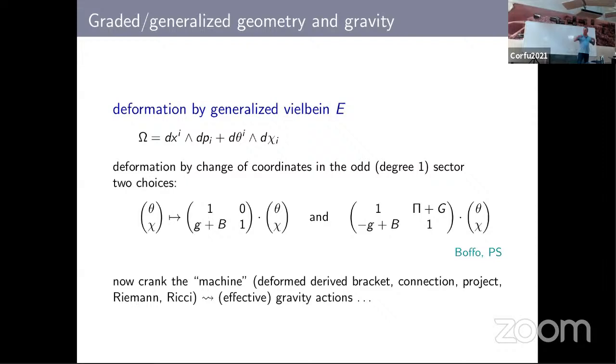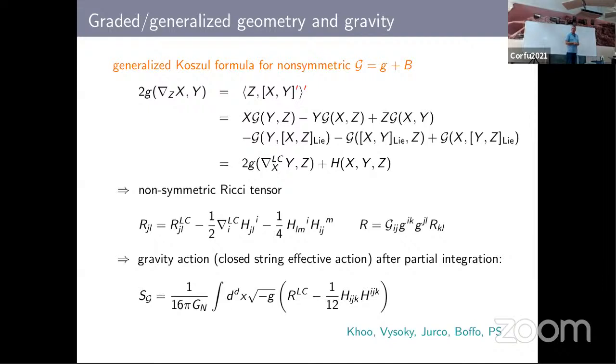Use this deformation, put it in the machine, crank the gears, and out you get effective gravity actions and some more nice formulas. Here's one that I like a lot. A generalized Koszul formula that works also for non-symmetric metrics. Well, everybody knows it for the symmetric metric. Here's the expression that you should use if your metric G has an anti-symmetric part in it. It just gives you out the Levi-Civita connection plus the three-form H, which is locally dB. Compute the non-symmetric Ricci tensor from it, and you get the correct action with the correct coefficient of minus 1/12 in front of the H squared term.